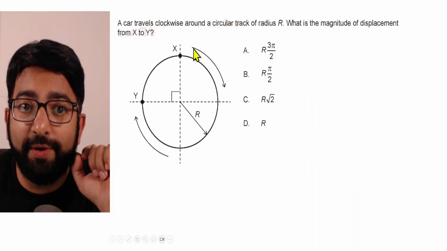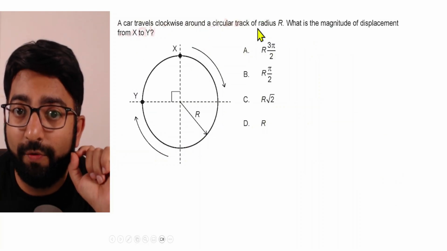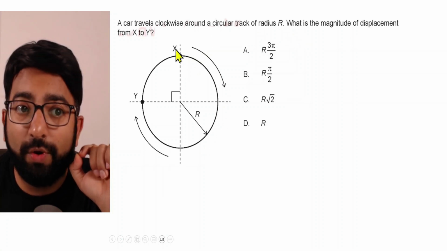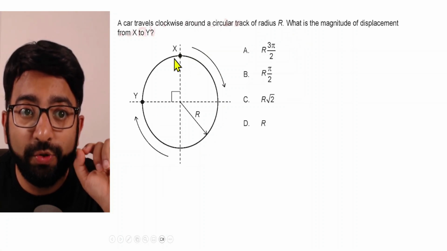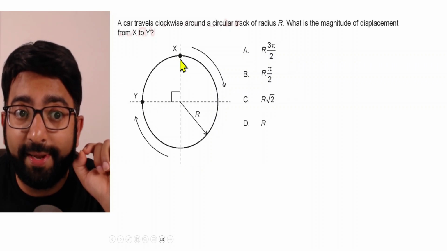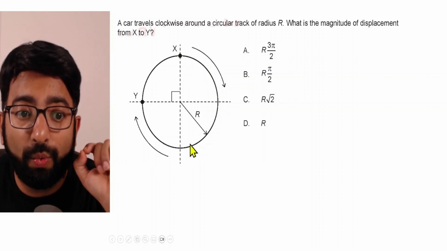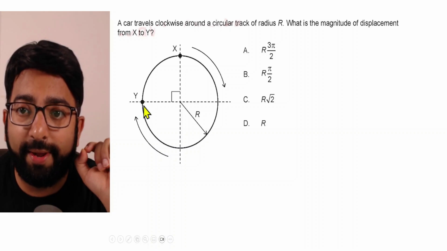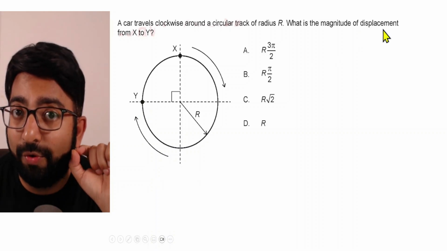Here we have a car traveling clockwise around a circular track of radius r. What is the magnitude of displacement from x to y? So here the car started from the point x, it went around the circle in a clockwise direction and finally reached the point y. We need to figure out the magnitude of displacement.